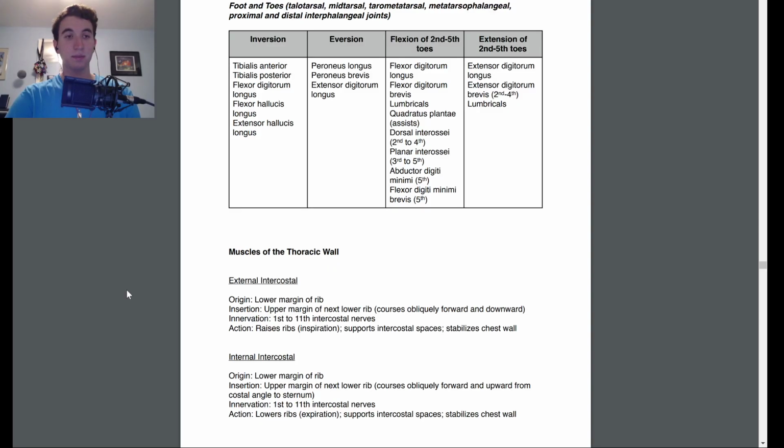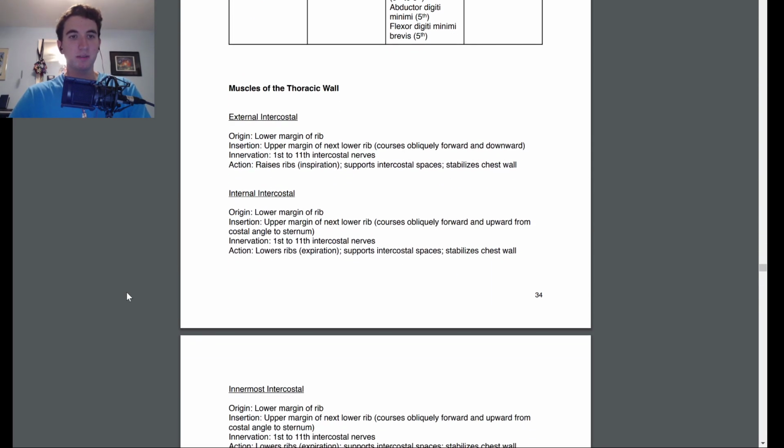Okay. All right. Next are the muscles of the thoracic wall. First is the external intercostal. It originates at the lower margin of ribs. Insertion, it inserts at the upper margin of the next lower rib, and it courses obliquely forward and downward. Innervation is caused by the 1st to 11th intercostal nerves, and the actions are that it raises the ribs, inspiration, and supports intercostal spaces, as well as stabilizes the chest walls.